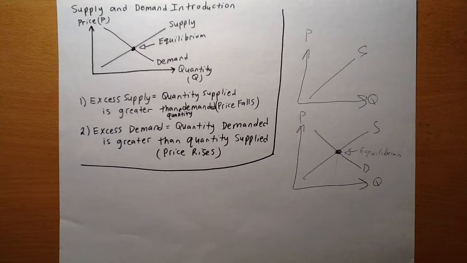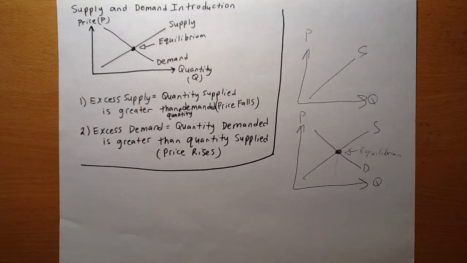The equilibrium tells us what price a market is going to sell its goods at and how many goods are going to be produced. That's what the equilibrium tells us. It's a very, very important concept.